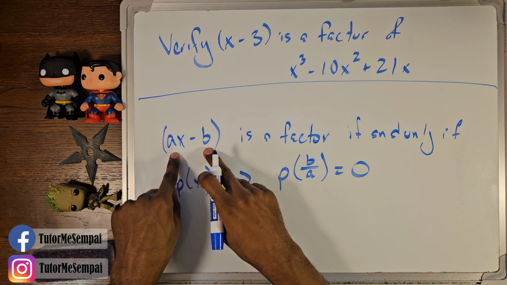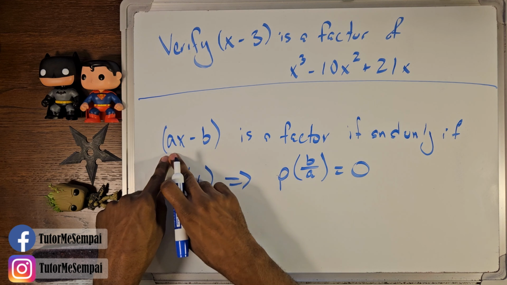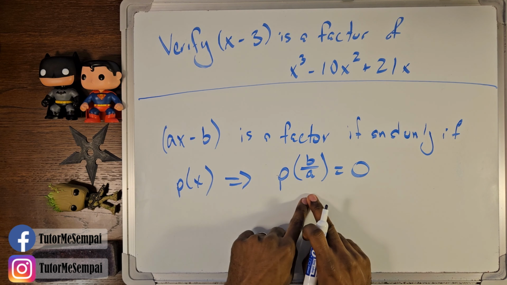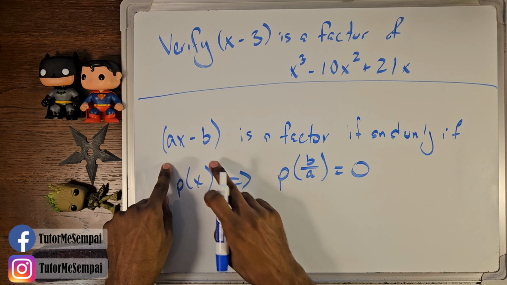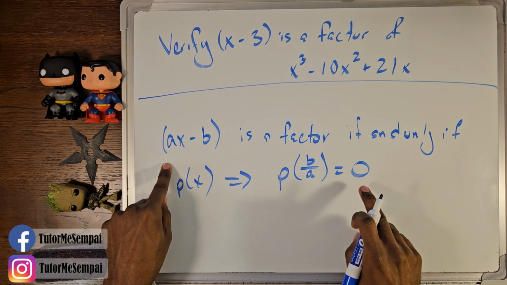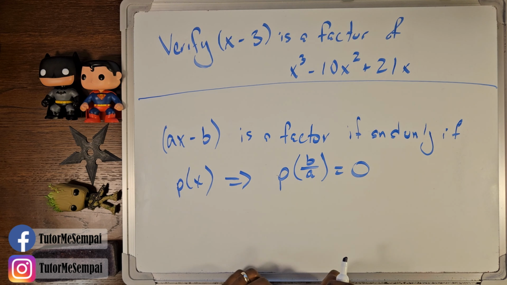So if we had x minus c, you're plugging in c. But if you have ax minus b, you're going to be plugging in b over a. And that is going to be a factor only if, when you plug it in, it goes to 0. Now, where does b over a come from?